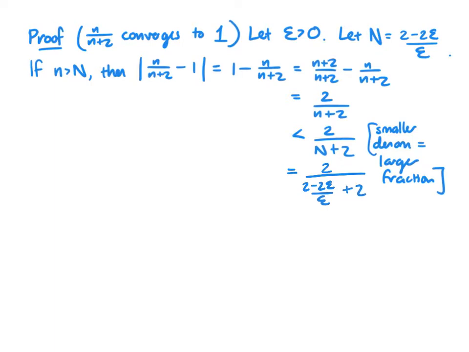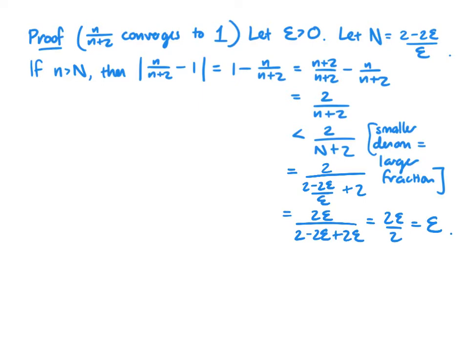All right, let's simplify here. I'm just going to multiply numerator and denominator by epsilon. So 2 epsilon up top, and 2 minus 2 epsilon plus 2 epsilon here. The goal is to get epsilon, and we're getting there, right? We've got 2 epsilon over 2, and that's epsilon. Okay, so we've found a capital N so that if little n is bigger than capital N, the difference between our sequence and 1 is less than epsilon.